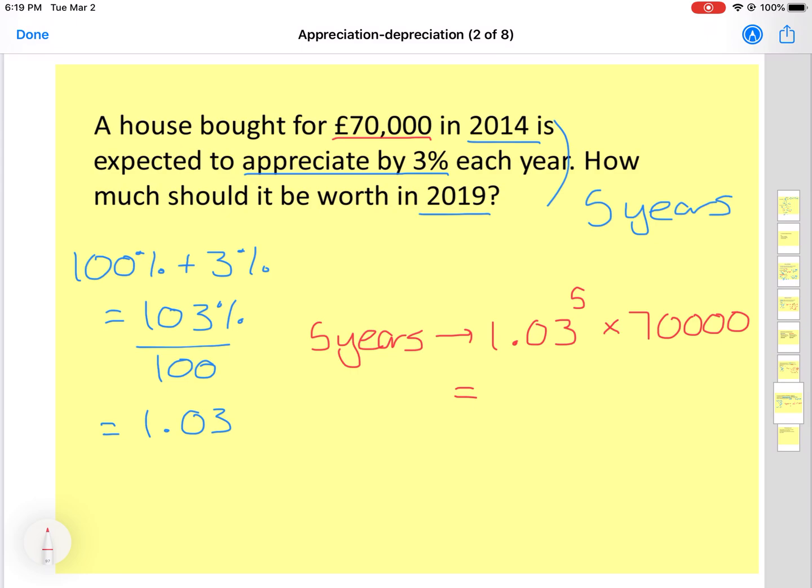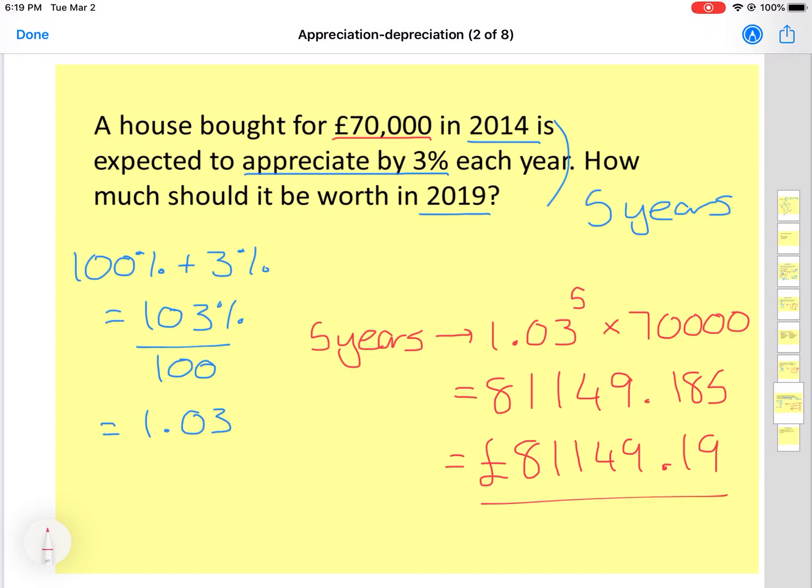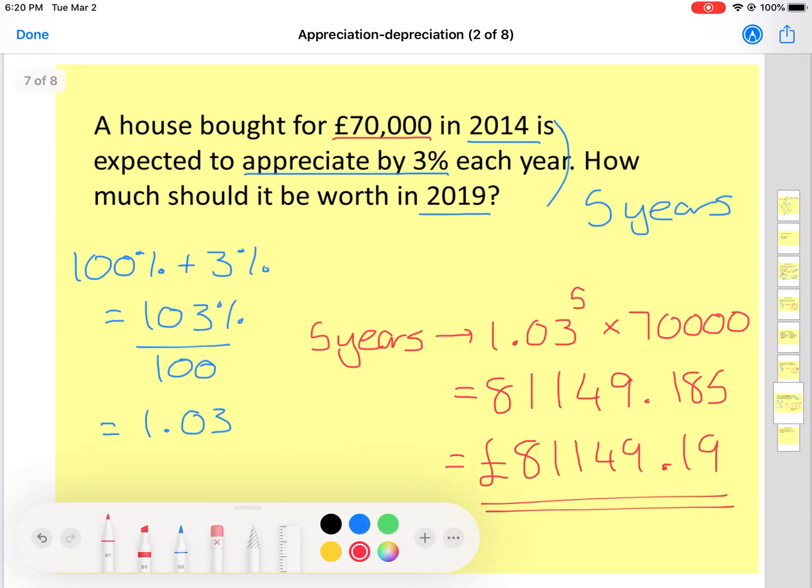Again, into the calculator, power of 5 times 70,000 equals 81,149.185. We need to take that to 2 decimal places, remember, since we're working with money, so it is 19 pence on the inch. You won't always be working with money.